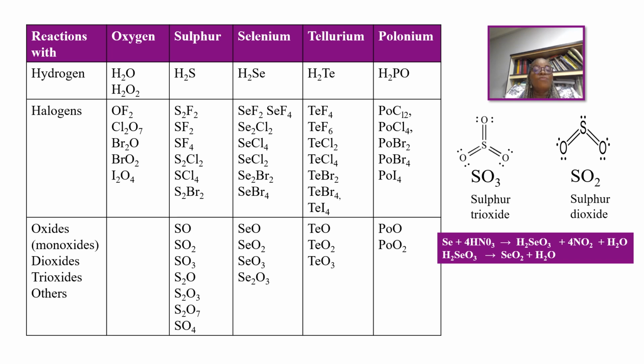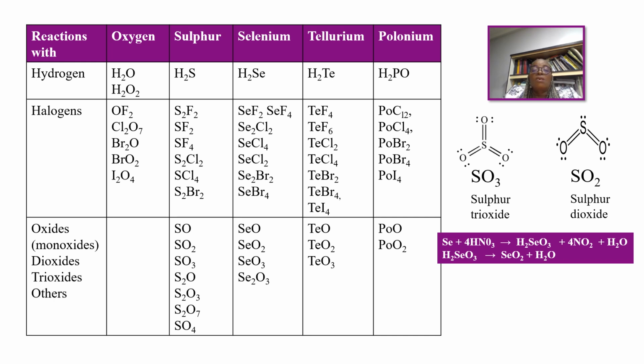They can also form oxides. Some of them form monoxide, they can form dioxide, they can form trioxide, and they can form other oxides, tetraoxides, just as we are seeing on the board here in this diagram. We can see the table. We are seeing sulfur oxide, sulfur dioxide, sulfur trioxide, sulfur tetraoxide.